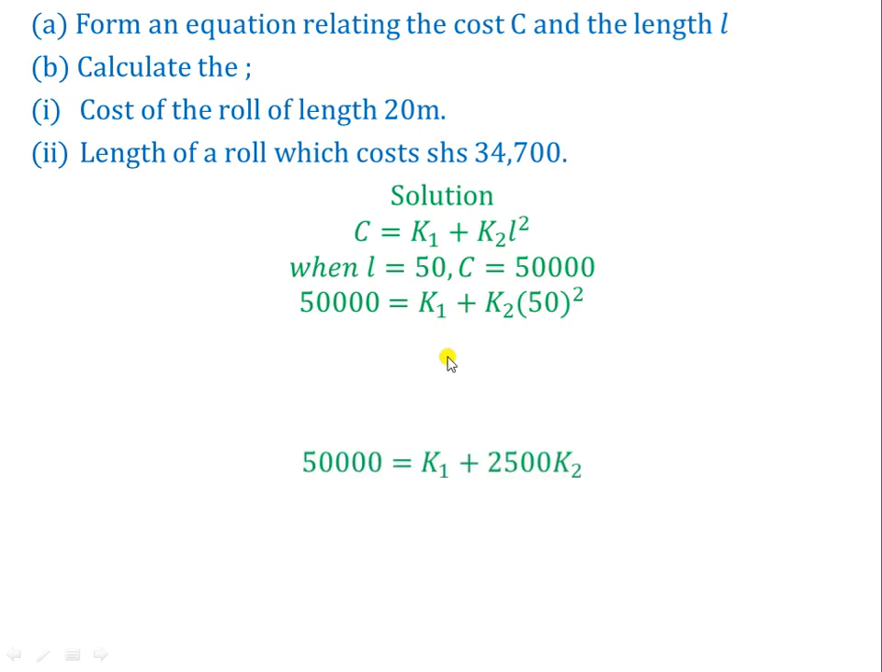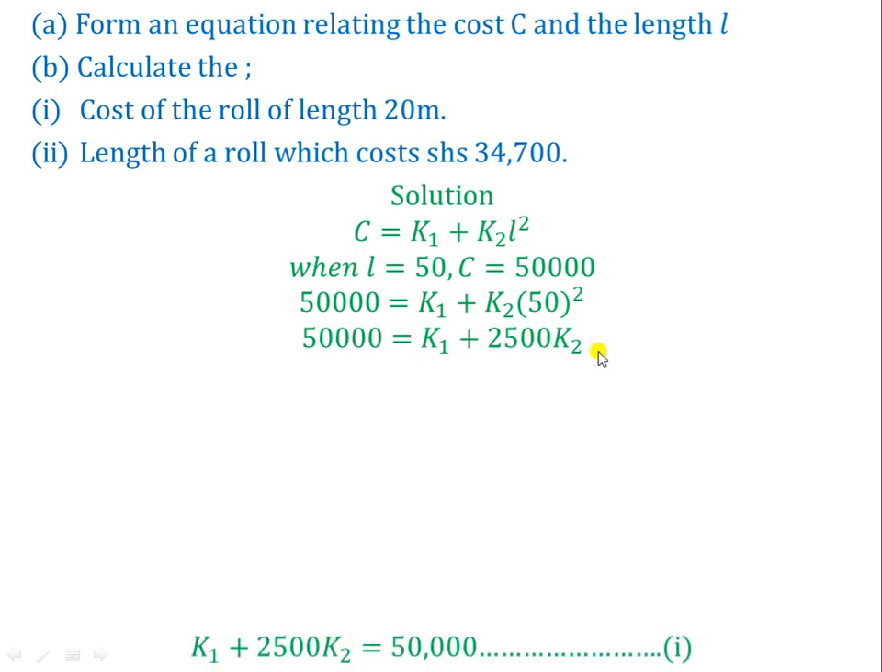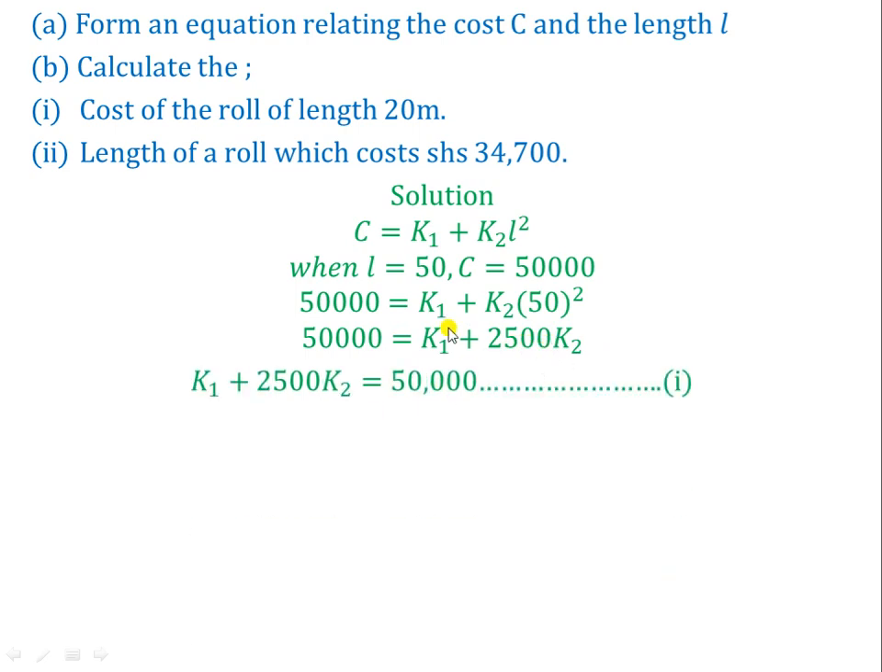This will tell us that now 50,000 is equal to K1 plus 2,500 K2. That is, when you square 50, you get 2,500. Then from this point, we shall simply call this very equation our equation 1. We go for the next condition.